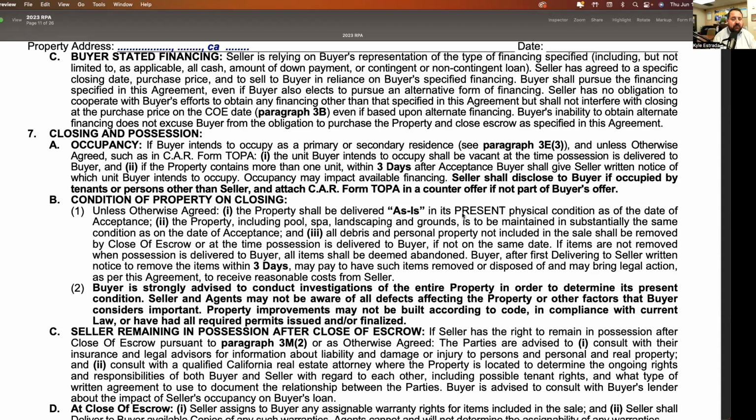Buyer, after first delivering to seller written notice to remove the items within 3 days, may pay to have such items removed or disposed of and may bring legal action as per the agreement to receive reasonable costs from the seller. So again, talk to your sellers. You got to clear this thing out. Just because it's not my house anymore, I'm done with it. You still could have some liability as far as a financial obligation to pay them back for any cost of getting rid of your debris that's left behind.